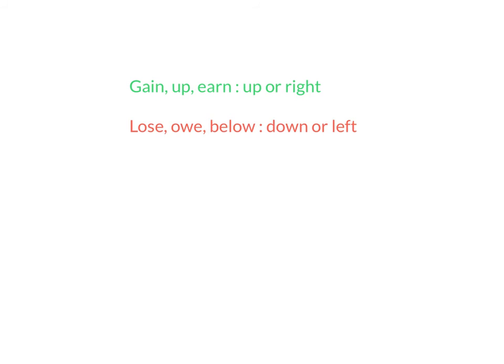So in today's lesson, as you practice working with integers in the real world, if you see the words gain, up, earn, anything along those lines, you're going to be moving on the number line up or to the right because that's in the positive direction. If you see words such as lose, owe, below, or words similar to those, you move down the number line or to the left because that means that you're losing something. That's going in the negative direction. So have fun with today's math lesson.